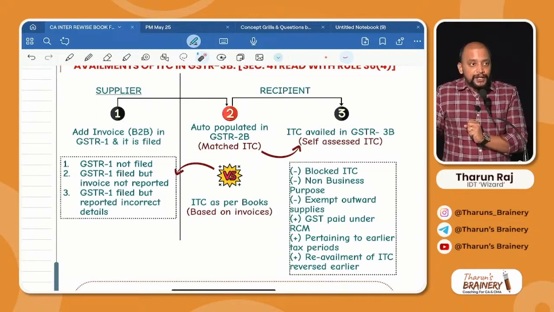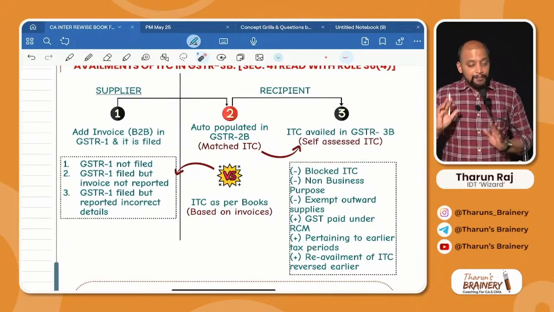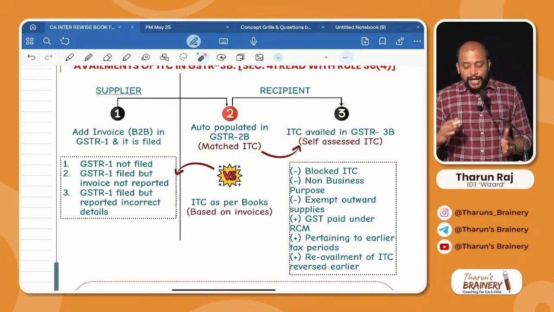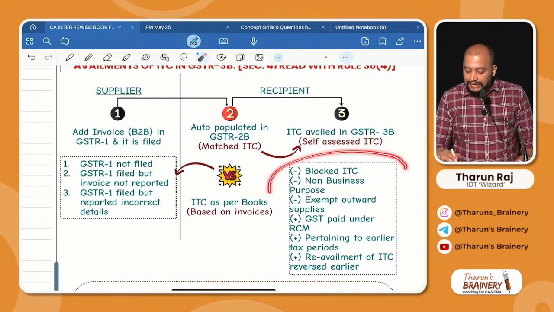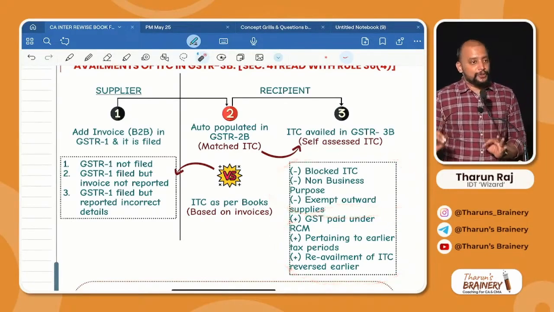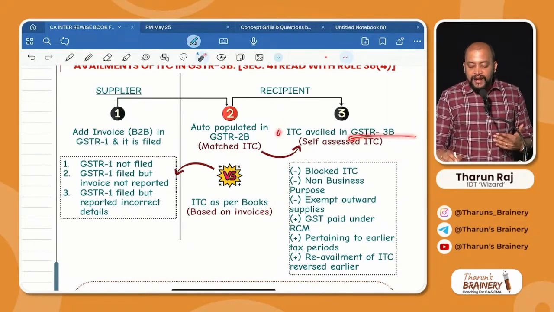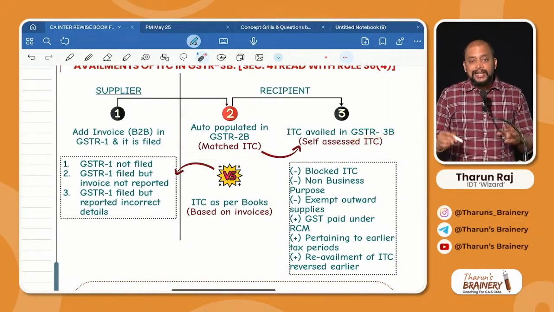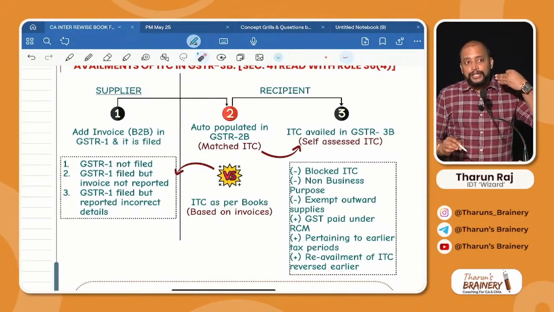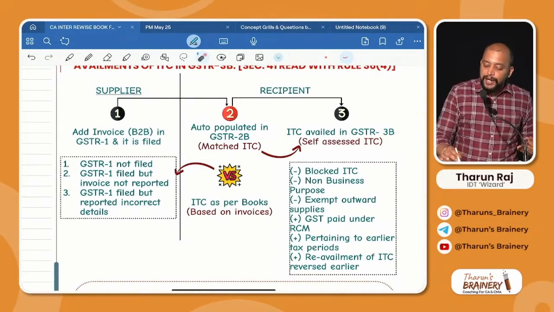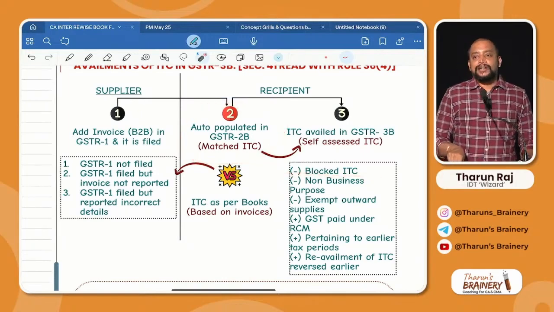Now, what can the recipient do? The recipient can avail this ITC in his 3B, but can he take it fully? No. He needs to make some adjustments. What are the adjustments that he needs to make? The recipient, while availing the ITC in 3B from the matched ITC, needs to make a total of 6 adjustments. What are those 6 adjustments? 3 things they need to reduce. Even though it is coming in 2B, they should not take it. What are they? Number 1, blocked ITC.